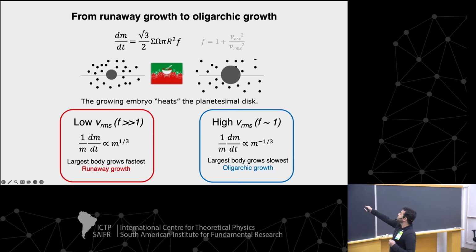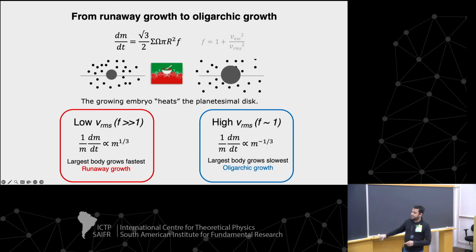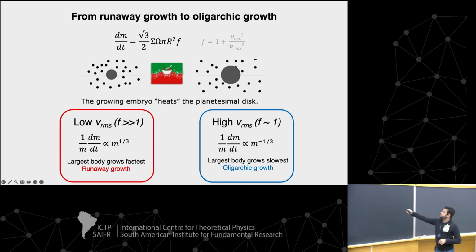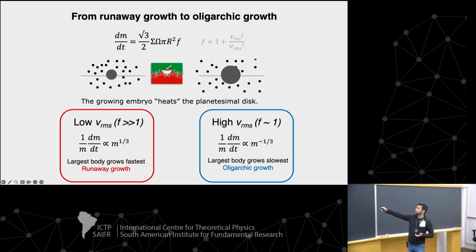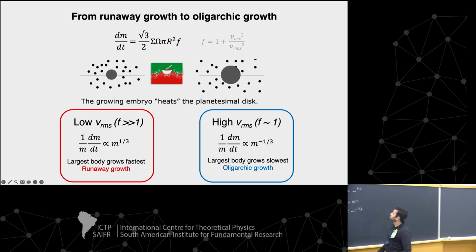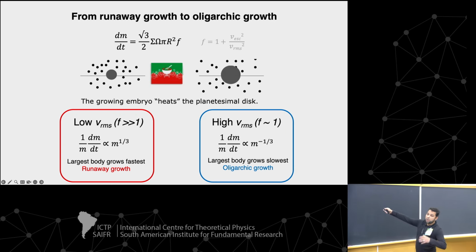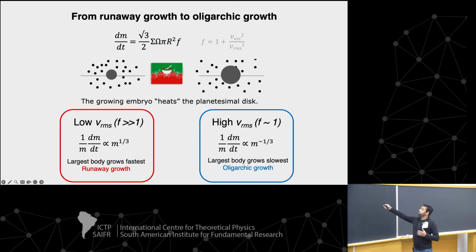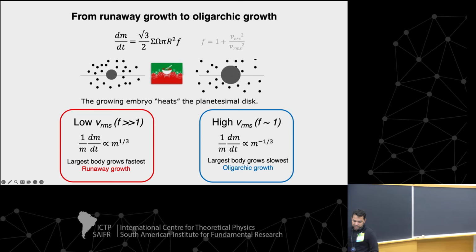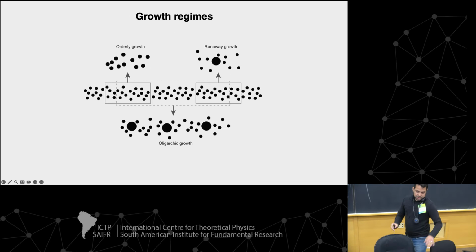And then in this case, if you have the VRMS being large, that quantity F there is going to be close to 1. And then the equation that you have is m to the power minus 1/3. That means that the largest body here is growing the slowest. You stall the growth. So the situation is here: you have one object growing quite fast. As it grows, it stirs up the soup, right? It becomes dynamically hot. It stalls the growth because this VRMS here grows, and then you end up with a few objects only. So you can divide the growth then in these two regimes here.